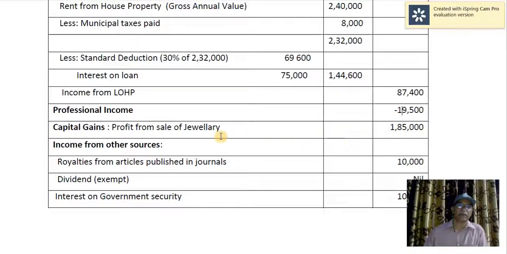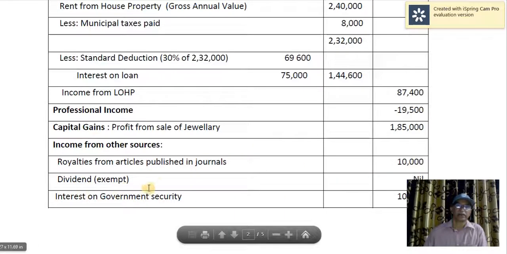Capital gains, profit from sale of jewelry 1,85,000. Income from other sources, royalties from articles published in journals 10,000. Dividend exempt, nil. Interest on government securities 10,000.